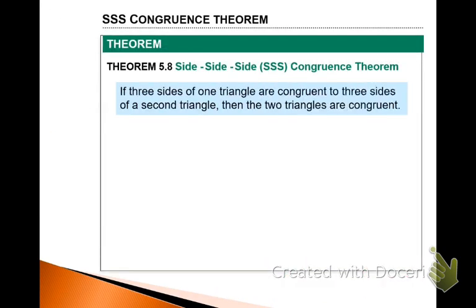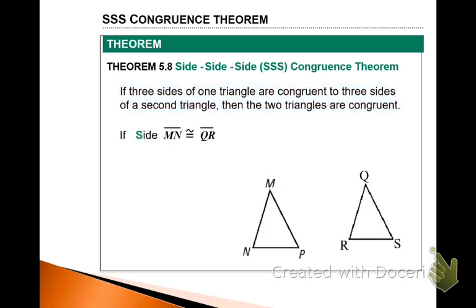So the first, you'll want to write in at the very top of your page, you're going to see Theorem 5.8. You're going to write in that it's called the side, side, side congruence theorem. And it is that if you have three sides of one triangle congruent to three sides of a second triangle, then that is enough information to prove that these two triangles are congruent. So, let's talk about that.